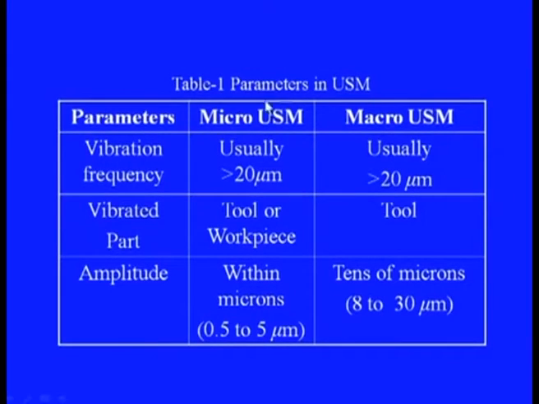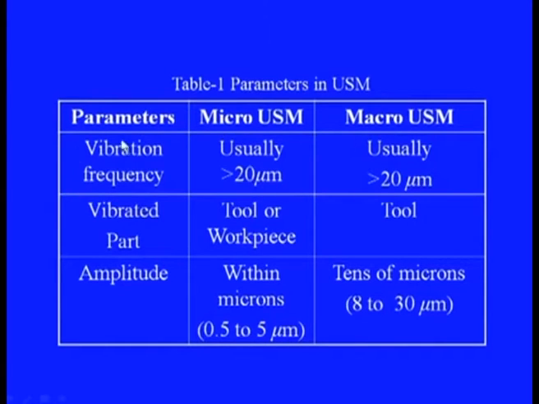It finds its main advantage in machining non-conductive, hard and brittle materials, as we have already discussed with respect to normal USM. The distinguishing parameters of micro and macro USM are illustrated in the following table. Let us see where we differ as far as micro USM and macro USM are concerned. The vibration frequency in both cases is in the ultrasonic range, that is greater than 20 kilohertz.